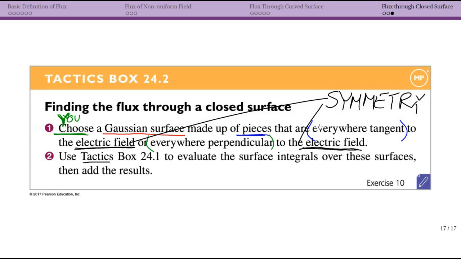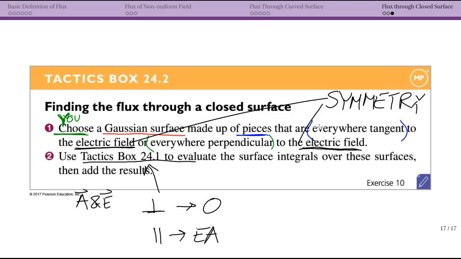Then we are using the previous tactics box, which was again perpendicular or tangent, gave you 0, parallel, where again this is between your area vector and your electric field vector. Perpendicular gave you 0, parallel gave you EA. So that's all tactics box did. So then you add up the results if you have multiple pieces, and you've now found your flux through a closed surface. The reason we are going to do that is Gauss's law, which is the next section.